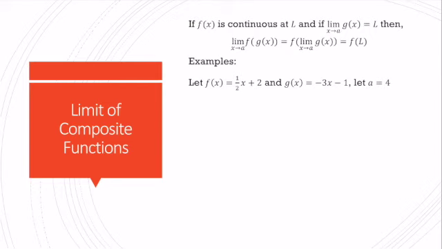Let's talk about composite functions, right? Remember, that's where I would write f composed with g of x, which is f of g of x. We're substituting in a function for x. So if two functions are continuous, then if I take the limit as x goes to a of f of g of x, that's the same as pulling the f out, so I'd really have f of L. So let's let a equal 4.